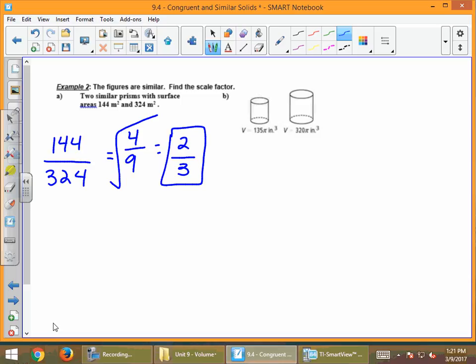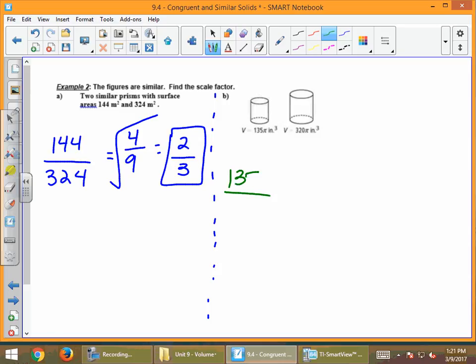So again, first step, set up the ratio, simplify the fraction. If you're given areas, you're going to square root to get your surface area. Okay, take a look at B. We were given two cylinders that are similar, and their volumes. So just like we did in the A, we're going to set up that ratio.